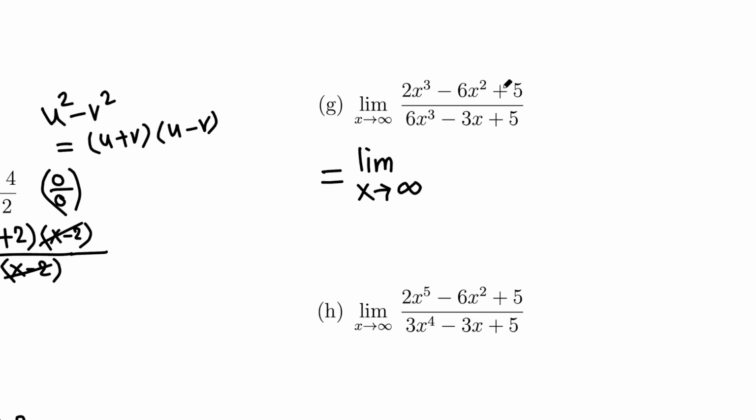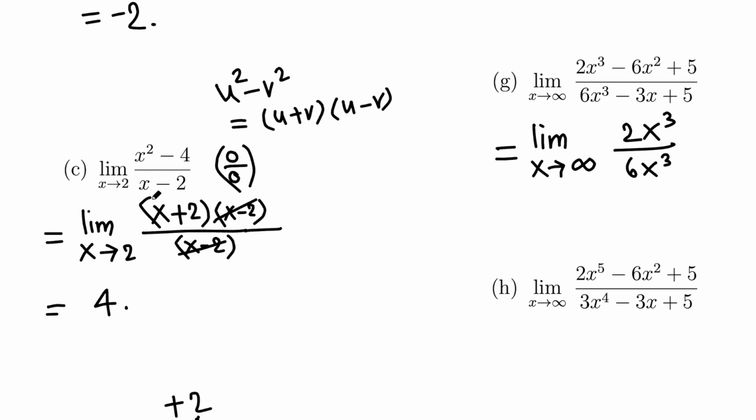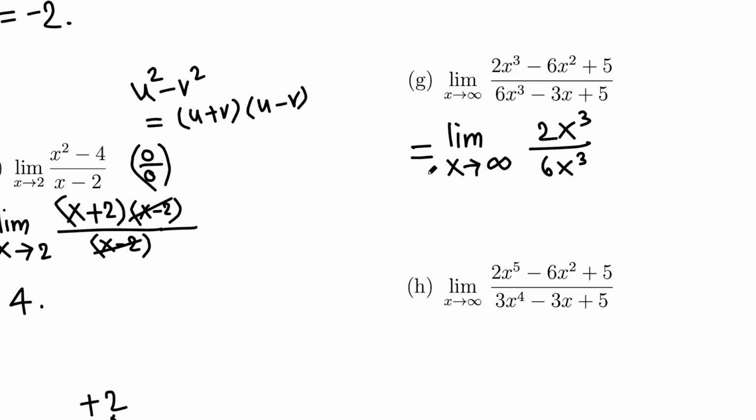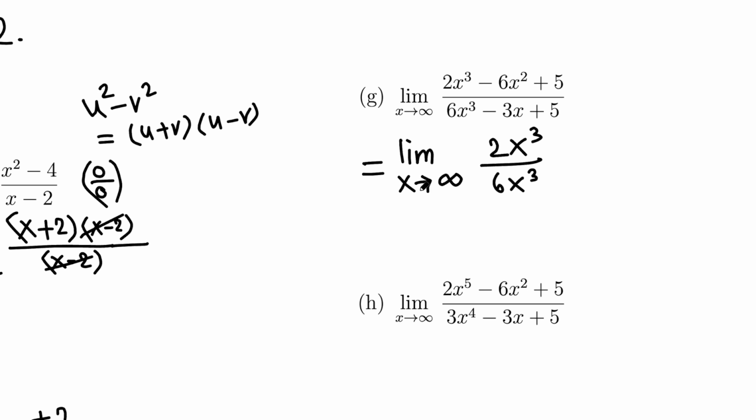leading term, means highest exponent term. 2x cube on the top, 6x cube on the bottom. X is so big, only the leading terms matter. I mean, this procedure does not work for these questions because x is not going to infinity there. Okay, here x approaches to infinity, means x is so big, only leading terms matter.